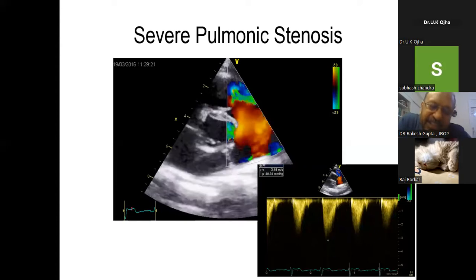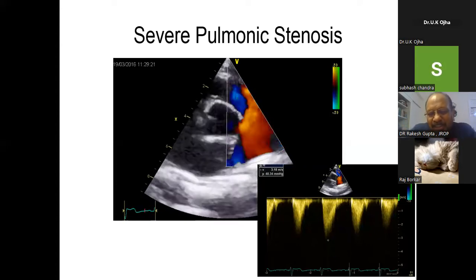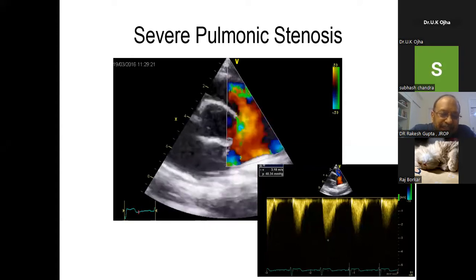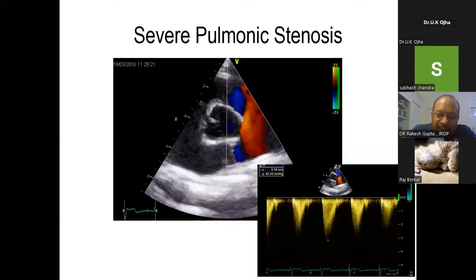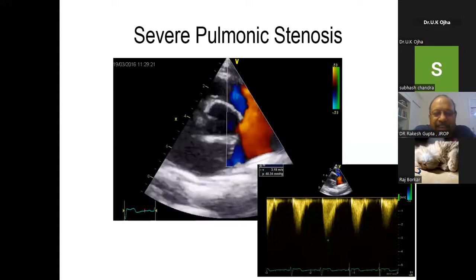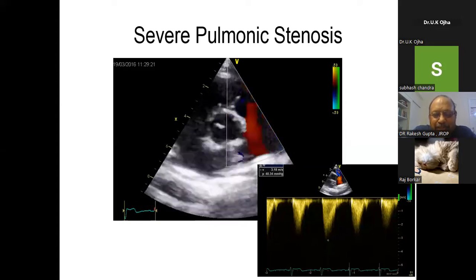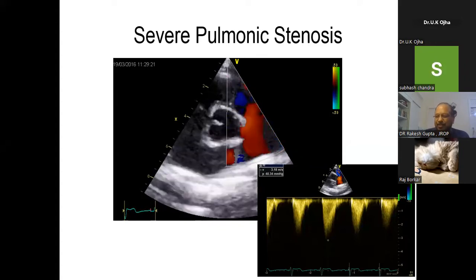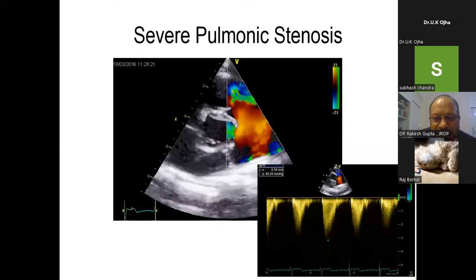Believe my word, there is a role, but I do not know how to do it. I have not done it at all. There are certain things which I do not like and do not do at all, and this is one of them. When I can see beautiful images of pulmonic stenosis, why the hell should I do an M-mode across the pulmonic valve? That's how I feel.